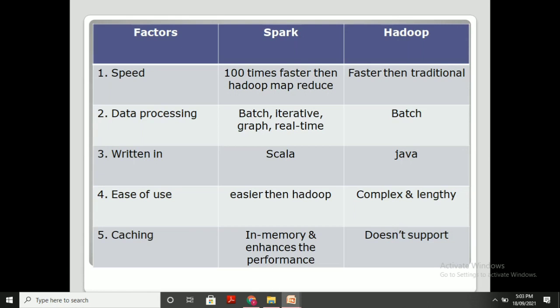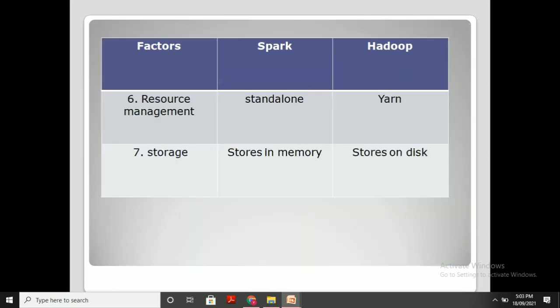Caching. Hadoop does not support the caching of data but Spark does, because in-memory caching is possible in Spark and it enhances the performance of the Spark architecture.